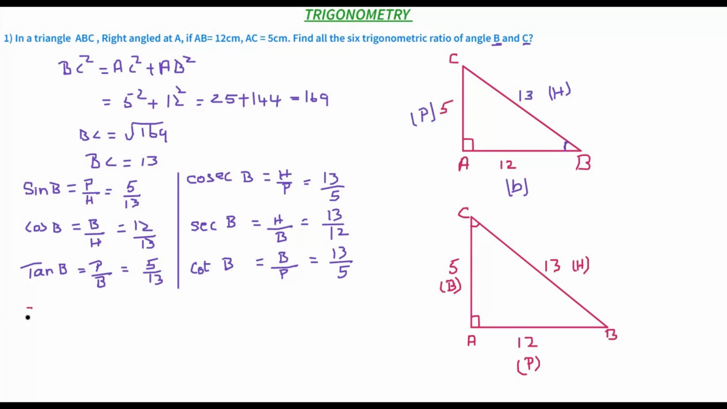So same thing with sin C. So we are going to find out sin C. Sin C is equal to perpendicular by hypotenuse. So here our perpendicular is 12. So it is 12 by 13.